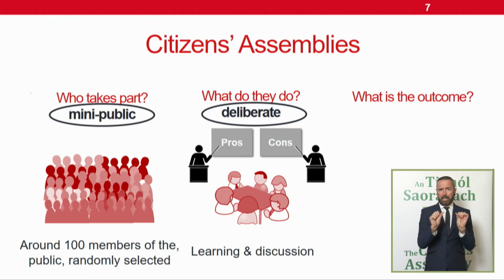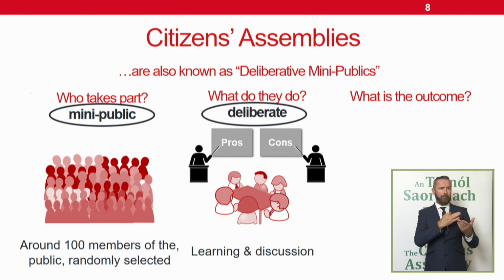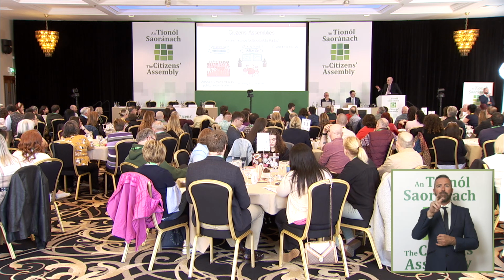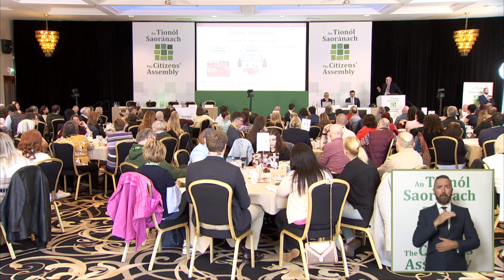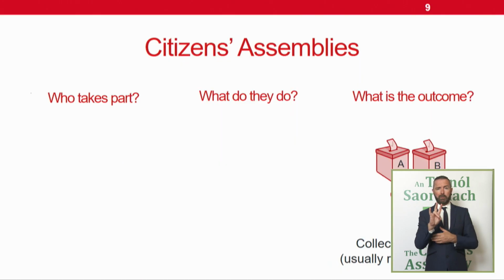And when we think of these two terms that I've mentioned here, mini-public and deliberate, we can see that citizens' assemblies around the world are often described as deliberative mini-publics. Basically, miniature versions of the general public who consider an issue. So it's a useful term, as well as citizens' assemblies, to keep in mind, a deliberative mini-public. And onto the third issue, what is the outcome?